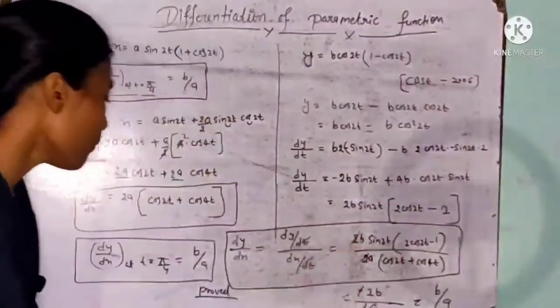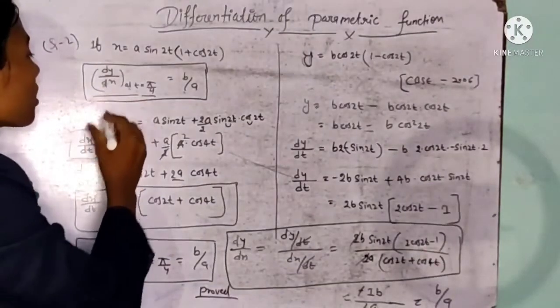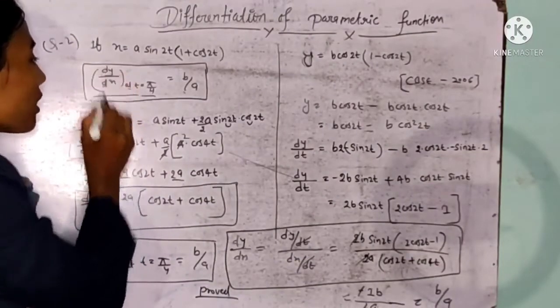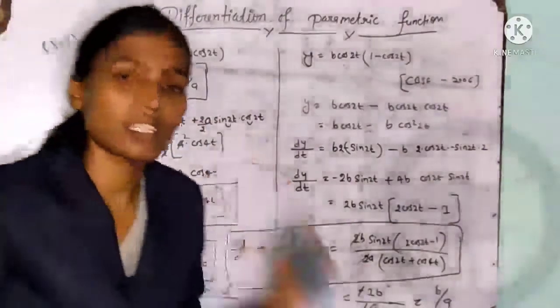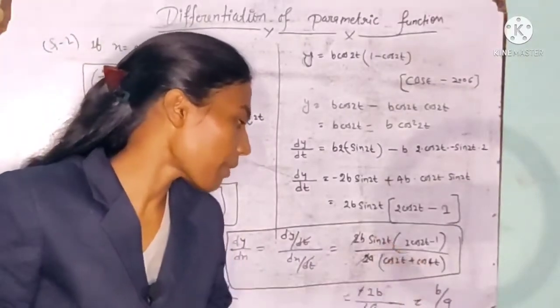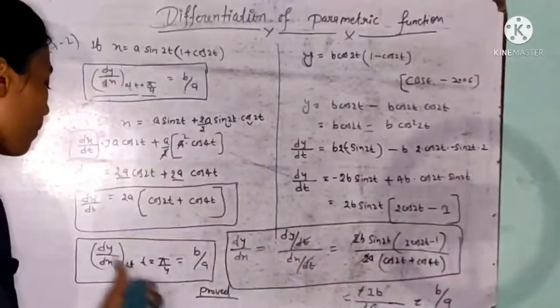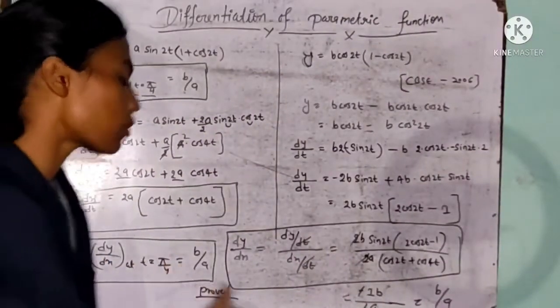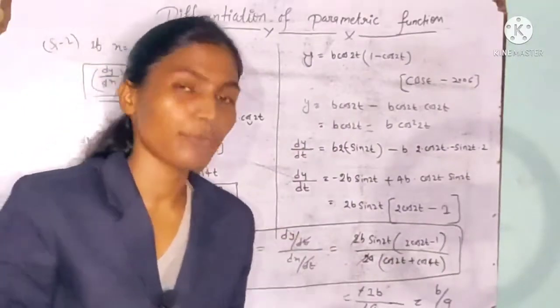Now what we do? They are asking the question, find dy by dx at t is equal to pi by 4. So where we have t, there substitute pi by 4. So finally we substitute pi by 4 and we will get b by a. So hence we proved dy by dx at t is equal to pi by 4 is equal to b by a, proved. So I hope you can understand.